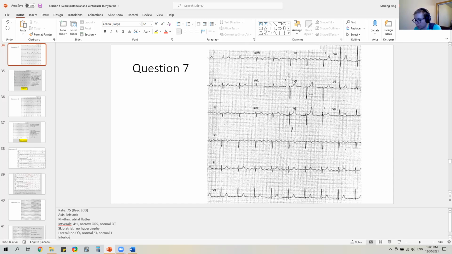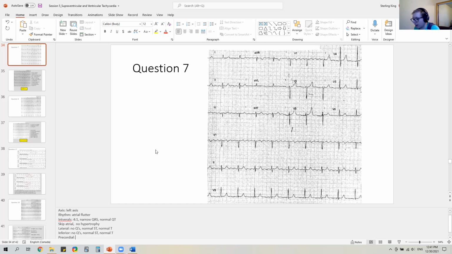Inferior. Checking Q's, no Q. There's a Q, no Q there. So just going to say no Q's, needs to be at least 2 beats. ST. Pretty normal looking. So normal ST. T waves, up, up, up, good, normal T's. And then precordial.